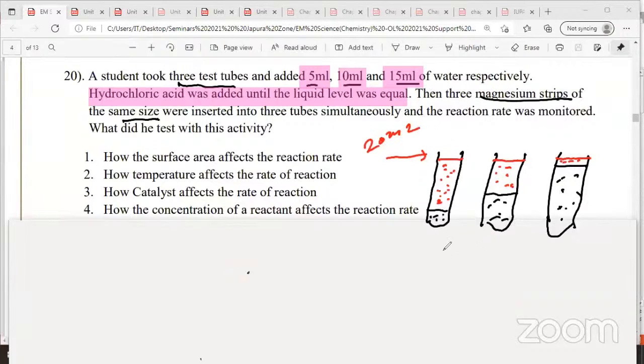Now who can tell me? I'll take the 3 tubes A, B, C. Which tube has the highest concentration of HCl? Okay, label this one as HCl, and this is water. The black one is water. First one, the water is 5 ml.